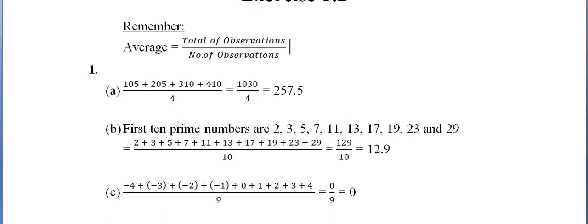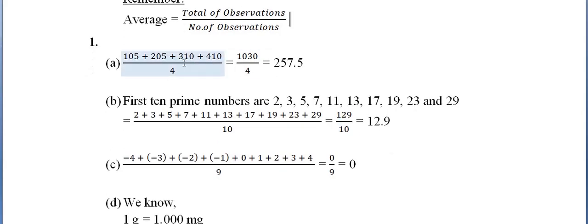So this question number 1 is all about finding the average. Here you can see that there are 4 numbers. 105 is one number, 205 is one number, 310 is one number, and 410 is one number. So how many numbers are there? There are 4 numbers: 1, 2, 3, and 4. What you will do is just find the total of these. It will be 1030 divided by 4. You will get 257.5.